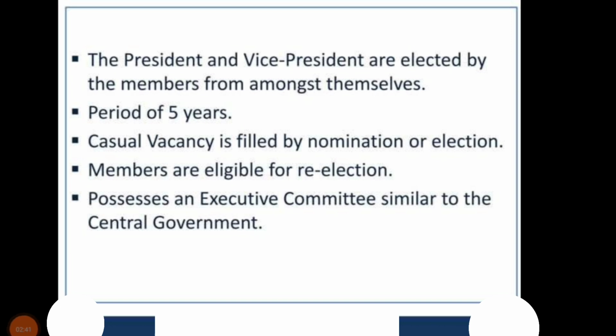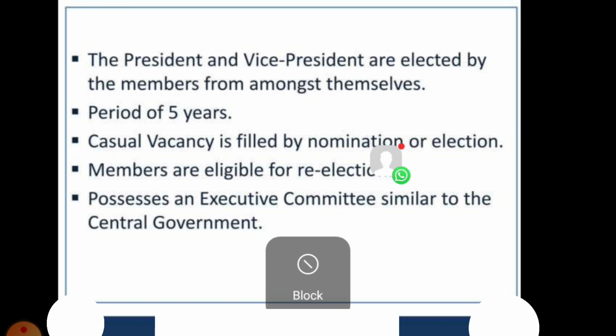The president and the vice president are elected by the members from amongst themselves. The term is 5 years. A casual vacancy is filled by nomination or election. Members are eligible for re-election. The council possesses an executive committee similar to the central council.